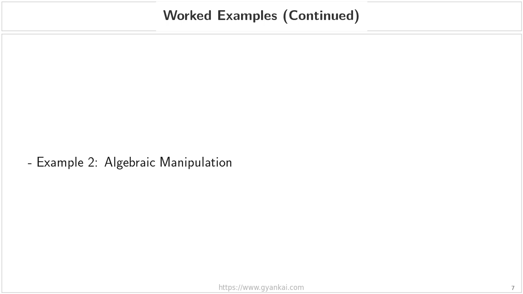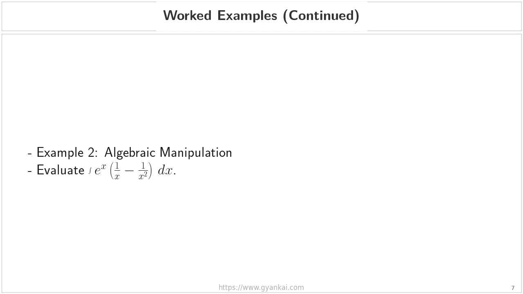Okay, let's move on to our second worked example. This one demonstrates a slightly different scenario where we need to do a little bit of algebraic thinking before applying our shortcut. Here we have the integral of e to the power of x, multiplied by the quantity 1 over x minus 1 over x squared, with respect to dx. Remember from the previous slides, our goal is to see if we can rewrite this integral into the form integral of e to the power of x times the sum of a function and its derivative.